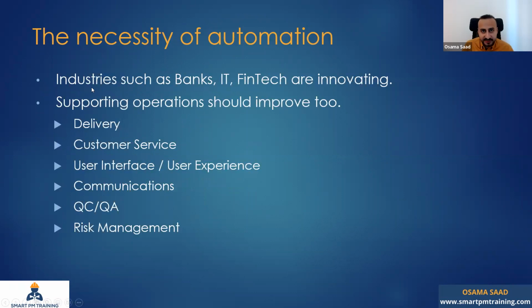All industries are innovating: banks, IT, fintech. Supporting operations should improve too. We should improve delivery, customer service, user interface and user experience, communications, QC and QA, risk management. Here is one example. In the banking industry right now, can you imagine if all requests were processed manually, on pieces of paper? Someone will prepare the request, hand it over to another colleague, and it's going to take forever. Banks are expanding, even internationally. They have a bigger customer base, so you can see what I'm talking about. If we want to reach more customers, we need to improve other areas as well: delivery, customer service, communication. Other operations should upgrade too.